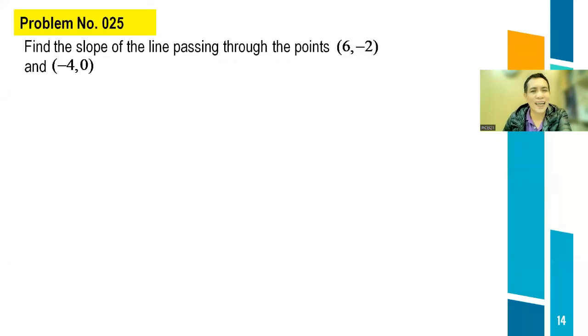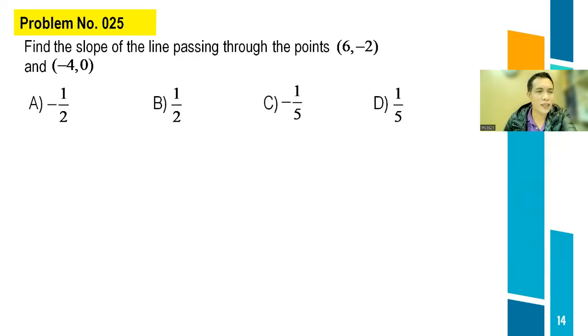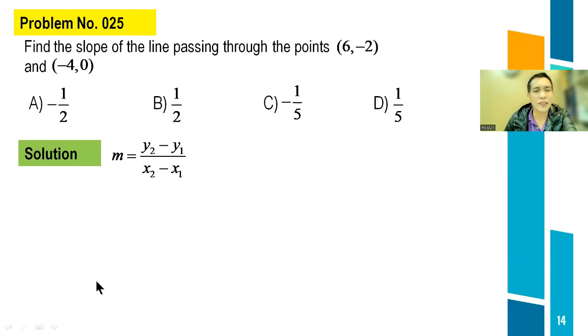Find the slope of a line passing through the points (6, negative 2) and point (negative 4, 0). Okay, for the choices, A, negative 1/2, B, 1/2, C, negative 1/5, D, 1/5. For the solution, this is the equation of the slope given 2 points. m is equal to y sub 2 minus y sub 1 over x sub 2 minus x sub 1. So meaning this is change in y and change in x. That's the slope.